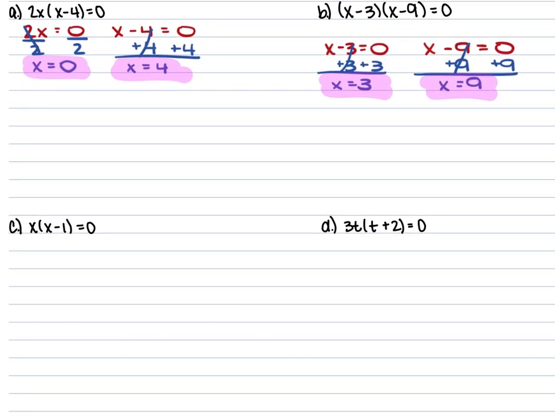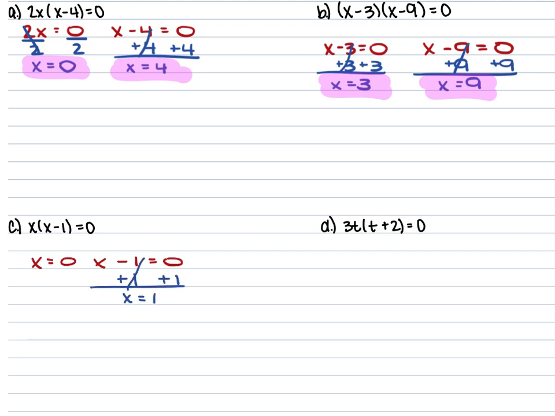For example C, we have x times x minus 1 is equal to 0. So that x is set equal to 0, and that x minus 1 gets set equal to 0. So from here, we're just going to solve the x minus 1 is equal to 0, and we add the 1 to both sides to get that x is equal to 1. Now, with that x is equal to 0, you don't need to do anything with it because it's already solved for x. So again, you have two solutions here, one that's x is equal to 0, the other that x is equal to 1.